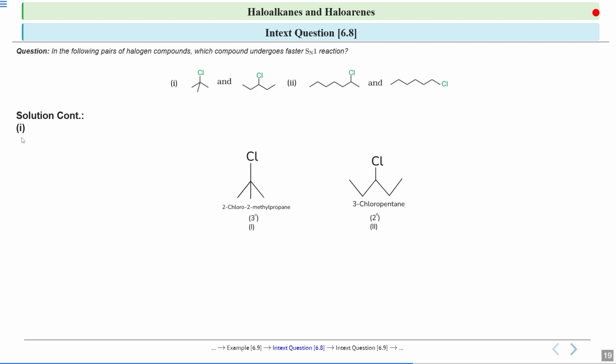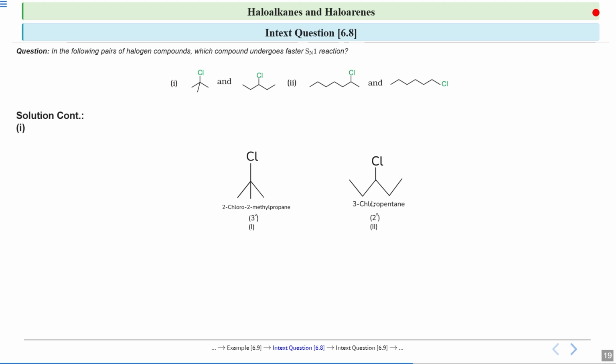So if you see the first pair, we have been given two structures. The first structure is a 2-chloro-2-methyl-propane structure. So we have a parent chain in which 3 carbons are there. First one is here, second one is here, and third one is here. And at the second position we have chlorine, and at the second position we have methyl group, CH3, right? So you can name it as 2-chloro-2-methyl-propane. Now if you see, the chlorine is attaching with this carbon, and this carbon is attaching with other 3 carbons. So this is a tertiary alkyl halide.